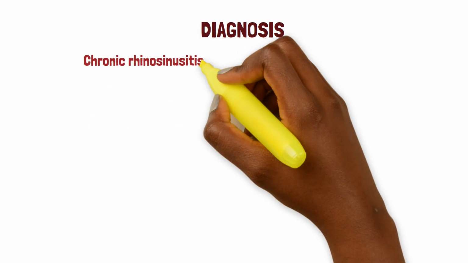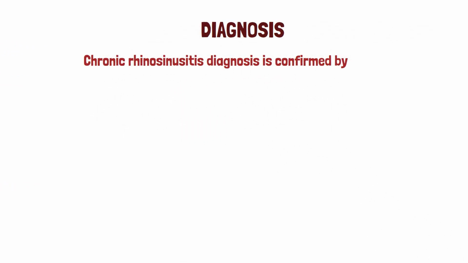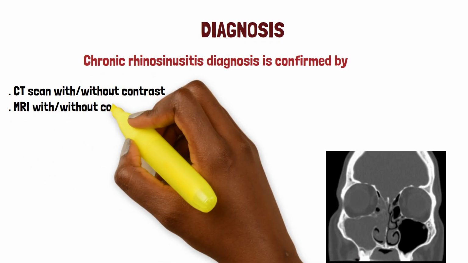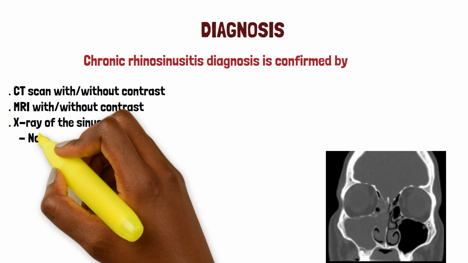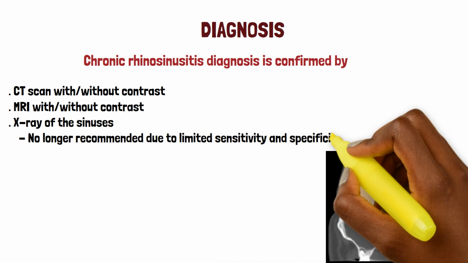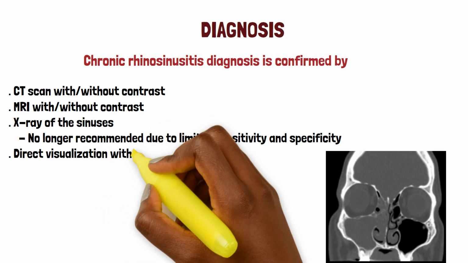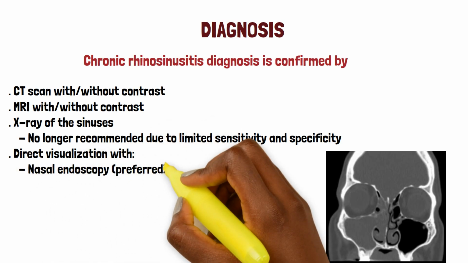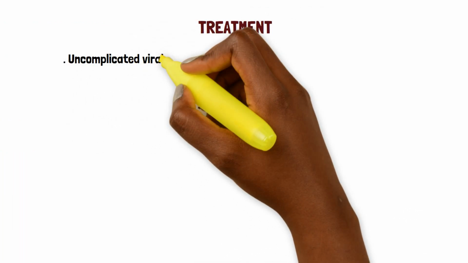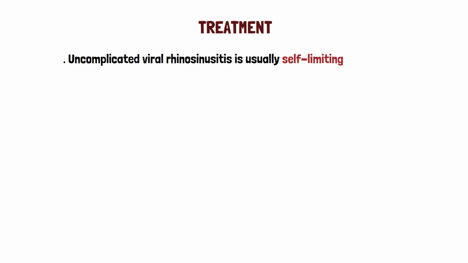Chronic rhinosinusitis diagnosis is confirmed by CT scan with or without contrast, MRI with or without contrast, X-ray of the sinuses, which is no longer recommended due to limited sensitivity and specificity, direct visualization with nasal endoscopy, which is preferred, and anterior rhinoscopy. On treatment, uncomplicated viral rhinosinusitis is usually self-limiting.